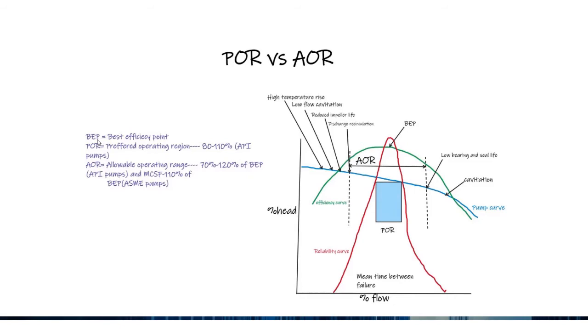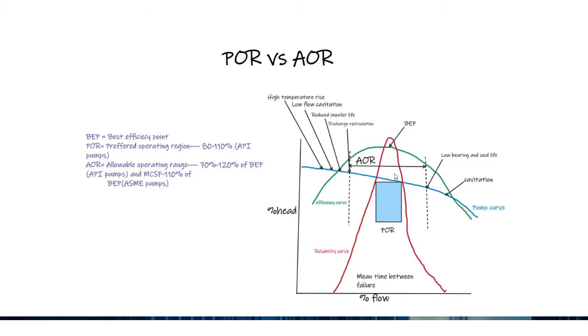BEP. BEP is best efficiency point. Then POR. POR stands for preferred operating region. And then AOR, allowable operating region.